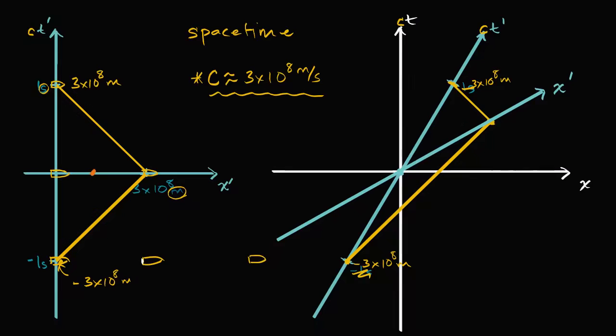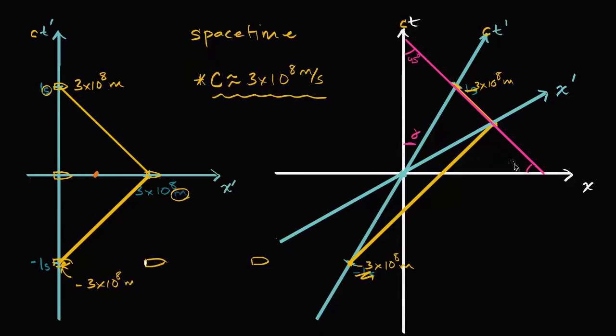So if we say that this angle right over here is alpha, and if we were to continue this 45 degree line, remember, any path of a photon is going to be at a 45 degree angle. So let me continue that. So this is going to look like that. And then we could go back and continue it right like that. Well, we know that this is going to be 45 degrees, 45 degrees right over there. This is going to be 45 degrees right over there.